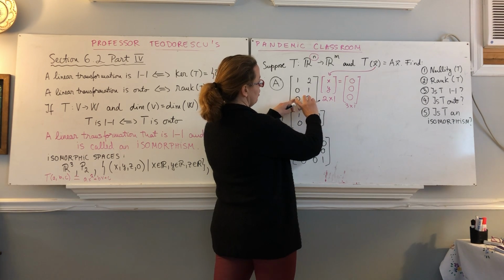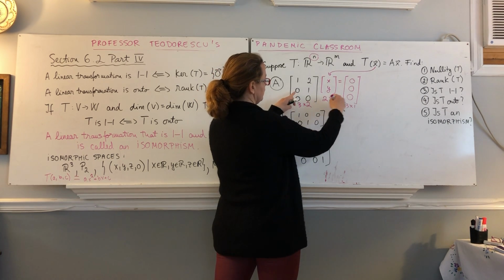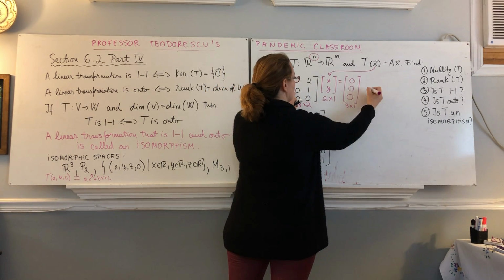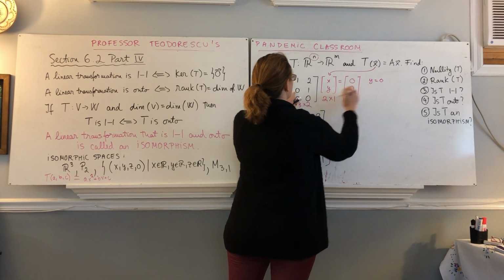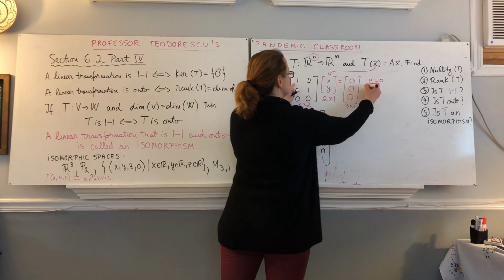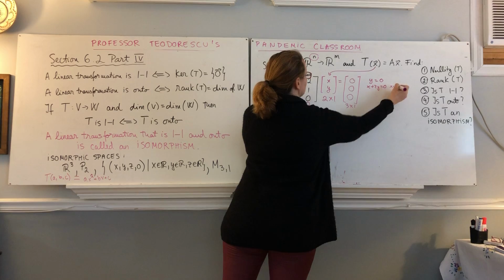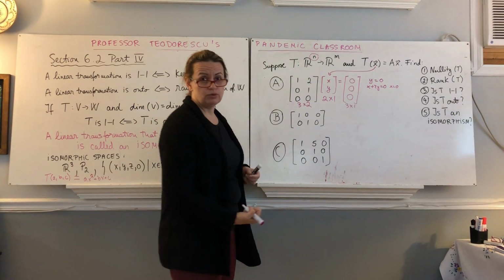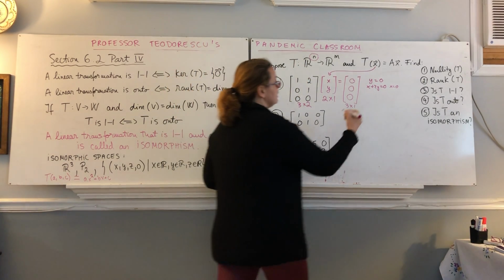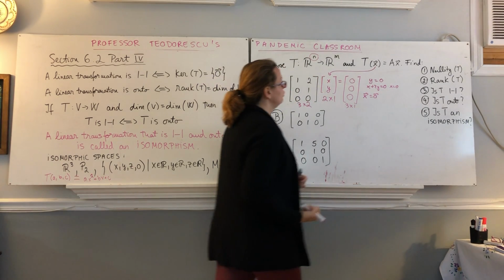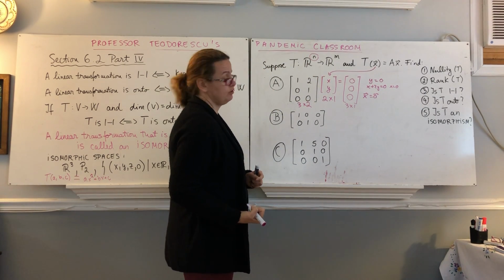So the bottom row gives you nothing, 0 equals 0. The second row gives you that y equals 0. And the top row tells you that x plus 2y equals 0, and so x equals 0. So this system has a unique solution. That means 0 is the only solution to this equation.